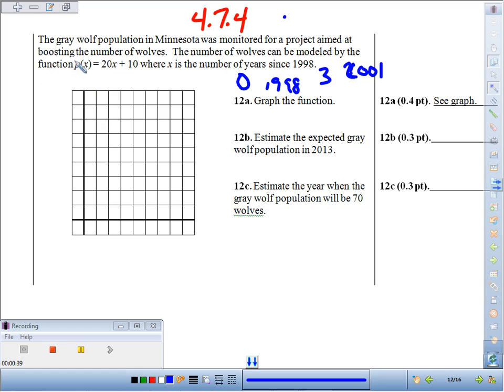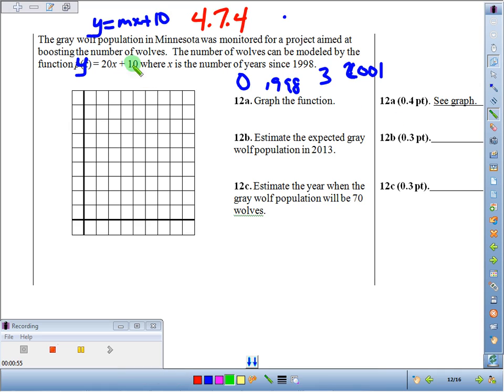Now, one thing, remember, the function form is just fancy notation. Instead of saying p of x, think of it as y equals 20x plus 10. You want to recognize that this is in slope-intercept form, where your y-intercept, the number by itself, is 10. Your slope, your m value, is 20. If you want to think of it as a fraction, maybe 20 over 1.